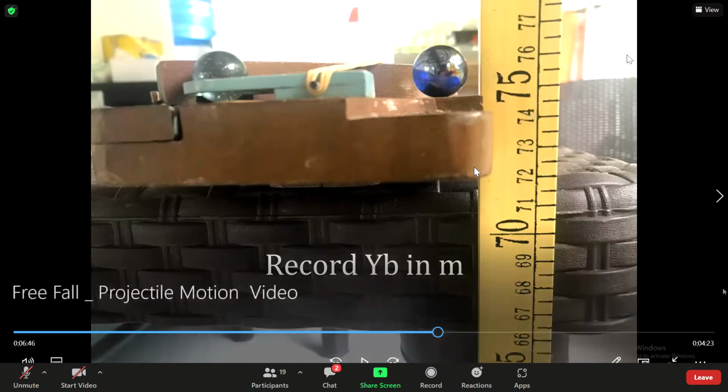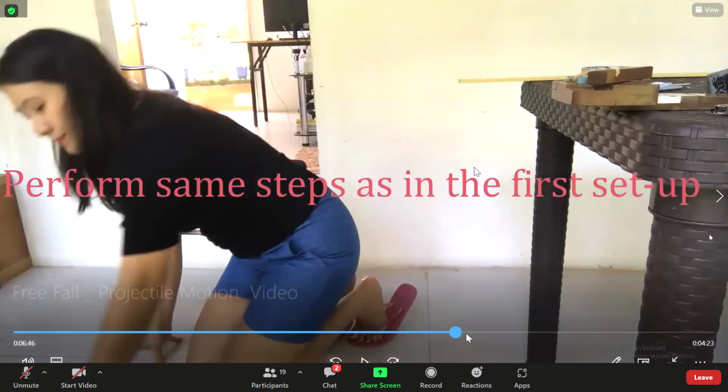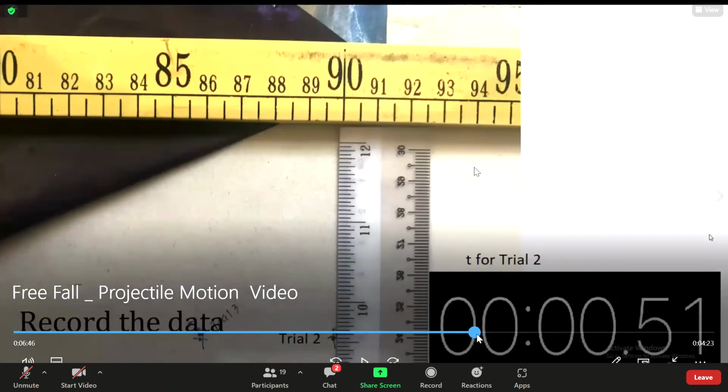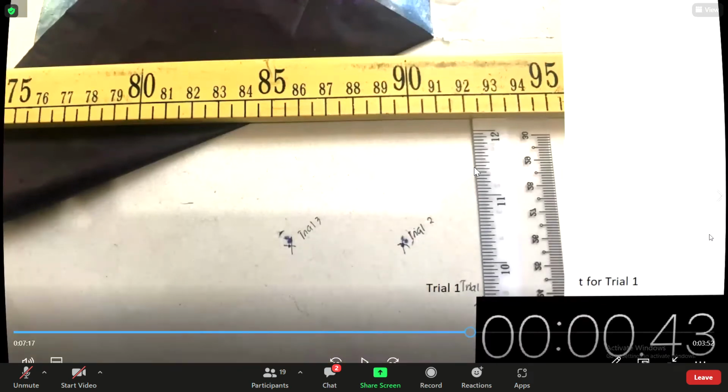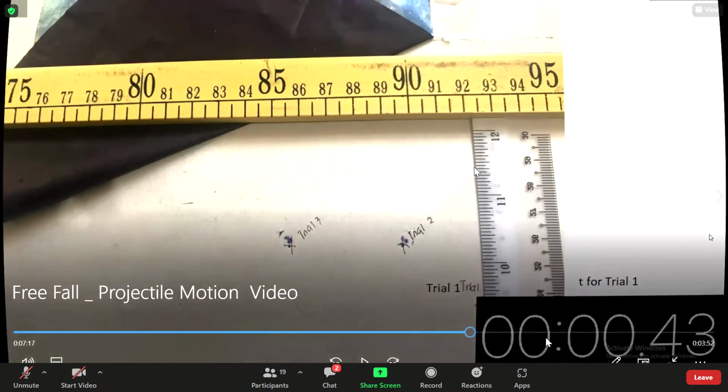Done? Done. So, trial 1. What is the measured range for trial 1? Class, it is placed straight here. Estimate. Again, in meters. And then second, 0.43 seconds.